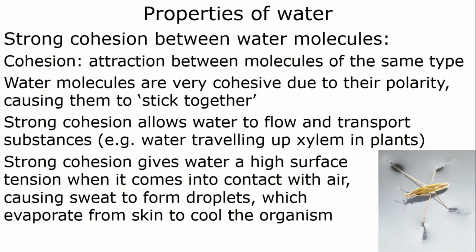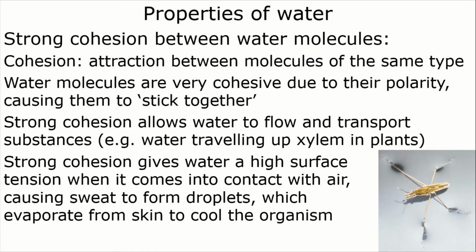But this high surface tension allows certain insects to almost float on water. The example I've given here, which you can see in the bottom right-hand side of the screen, is a pond skater, and pond skaters look like they're walking on water. This is in part to do with water's high surface tension. Pond skaters have an adaptation where they've got very sensitive hairs on their legs, which allow them to detect the movement and rippling of water.